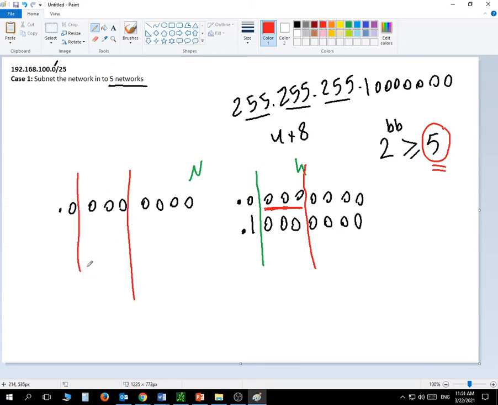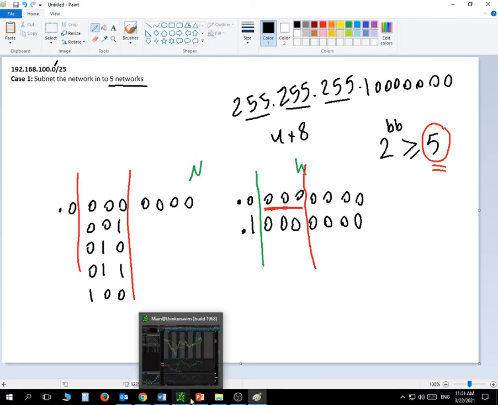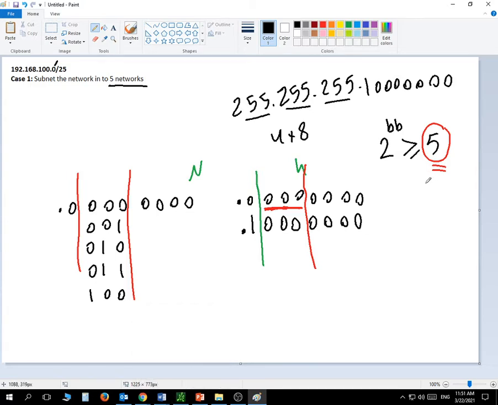All I'm going to be working with here are those 3 bits. So we said the first one is going to be 000, the second one is going to be 001, the third one is going to be 010, the fourth one is going to be 011, and the fifth one could be 100. As I told you, you can use any of those 8s. I'm just going to go with the first 5, sorry.